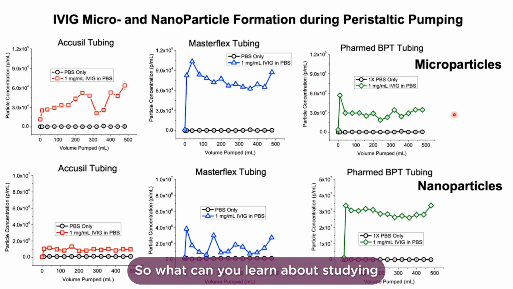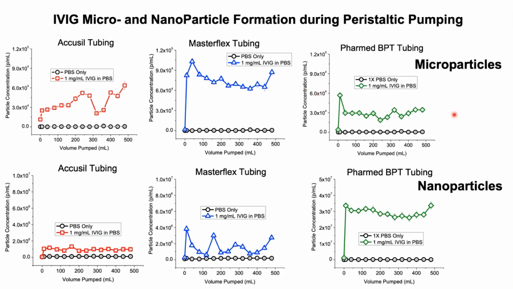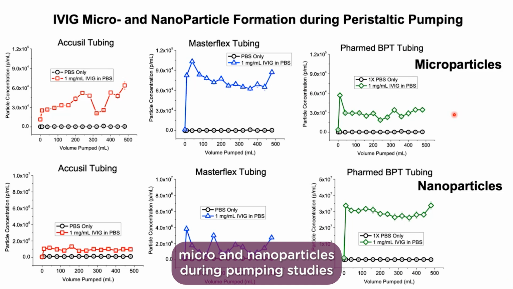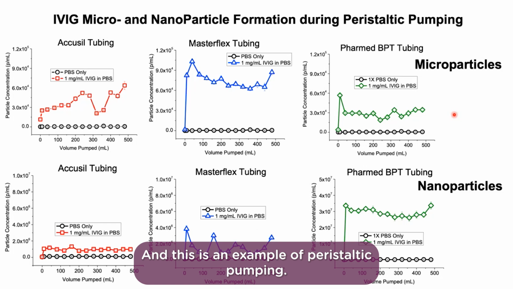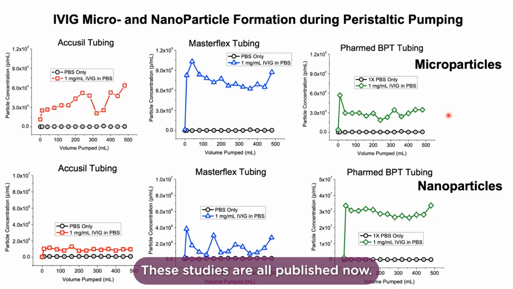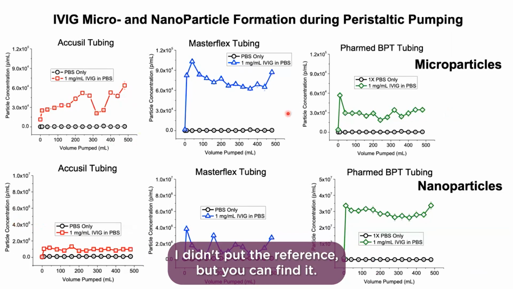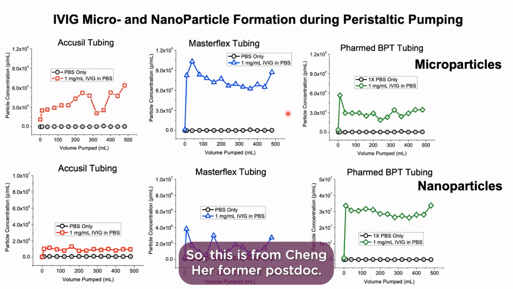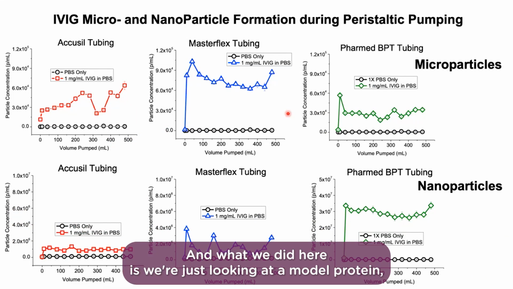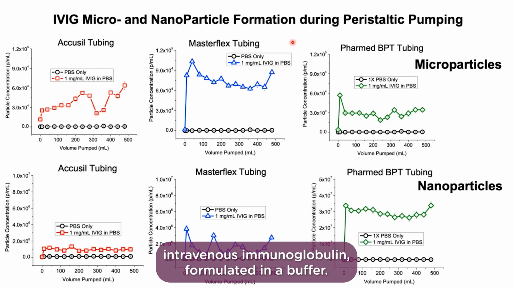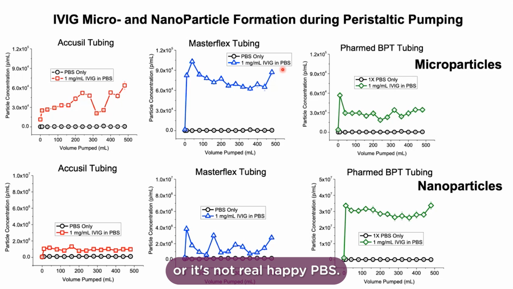So, what can you learn about studying micro and nanoparticles during peristaltic or pumping studies? And this is an example of peristaltic pumping. These studies are all published now. I didn't put the reference, but you can find it. So this is from Cheng He, former postdoc. And what we did here is we're just looking at a model protein, intravenous immunoglobulin, formulated in a buffer where it's not real happy, PBS. So we want something to happen.